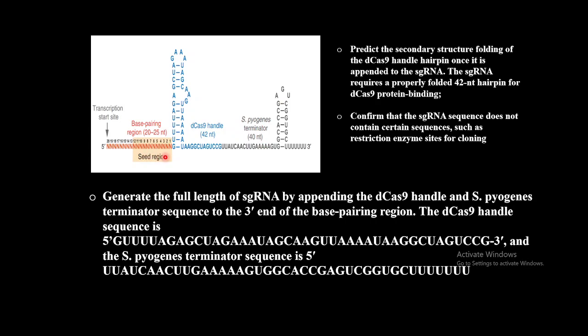What is very important in this is that the base pairing region should be 20 to 25 nucleotides long only, and your dCas9 handle should contain the hairpin loop structure. Otherwise it will not bind to the PAM sequence. So these are the things which are very important, and your base pairing region should follow the transcription start site. What does it mean? That upstream of the base pairing region there should be the transcription start site.